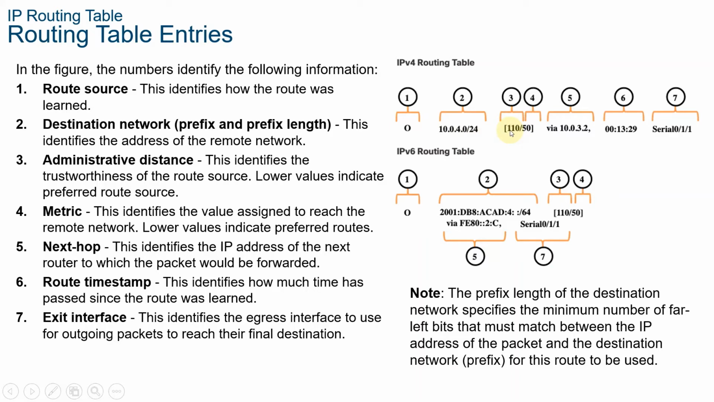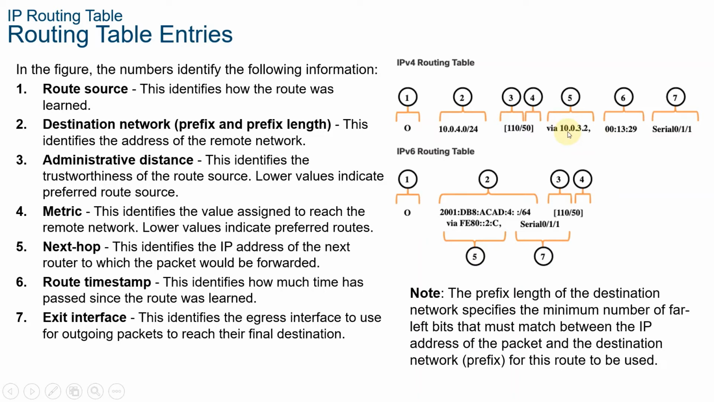The third one is the administrative distance. This identifies the trustworthiness of the route source. Lower values indicate a preferred route source. So the level of believability or trustworthiness is the administrative distance, and in this case, this is 110. OSPF administrative distance is 110. All right. Now, next to the 110 is 50. This pertains to the metric. This identifies the value assigned to reach the remote network. So lower values indicate preferred routes.